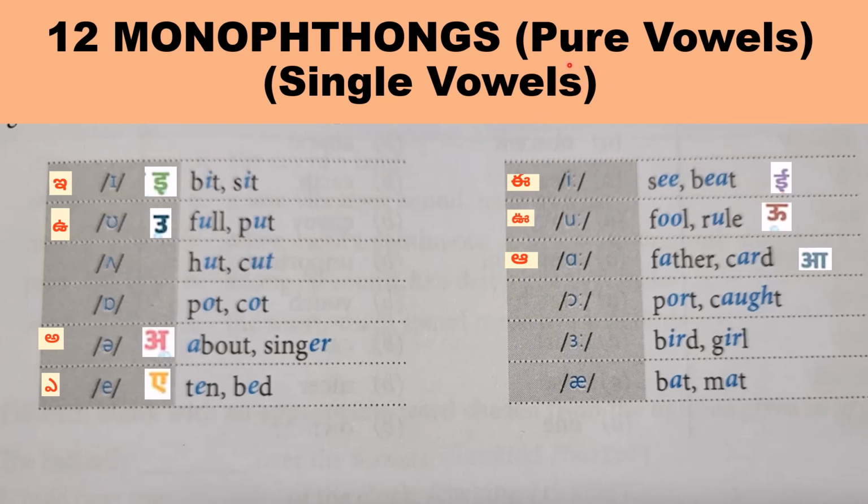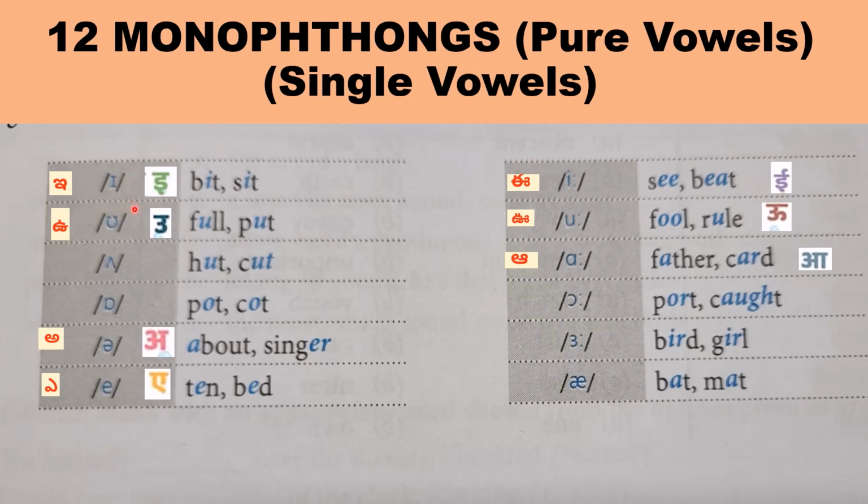Okay, pure vowels means they are not mixing with anyone. In diphthongs, you will combine two vowels. So that's why these 12 monophthongs, or the 12 sounds, are called pure vowels. Let us learn these 12 monophthongs, students.